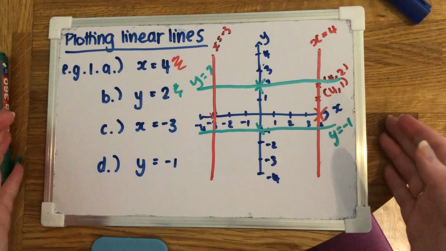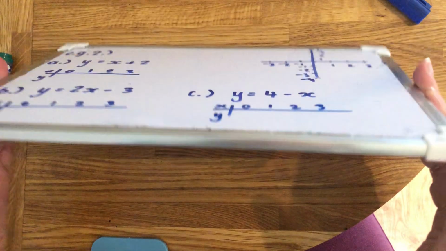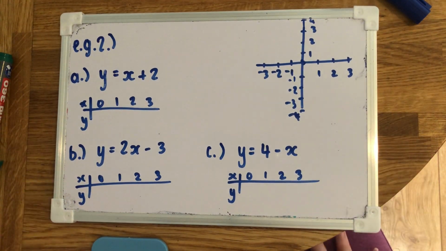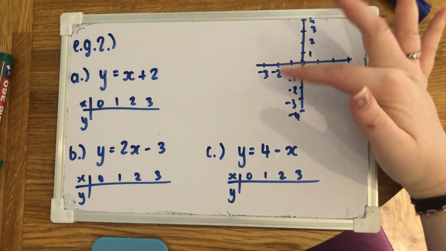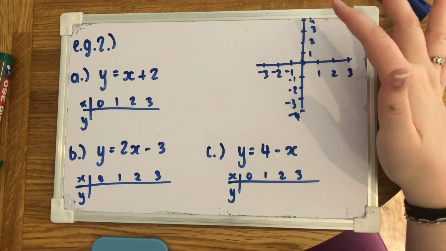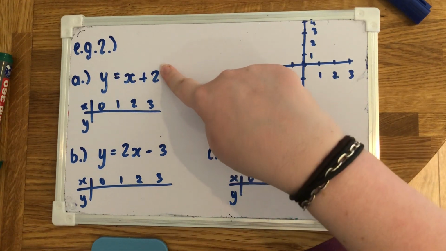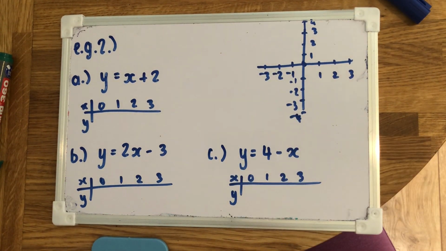Okay, so the next slide is the next level of linear lines. So I've got my axes here. I'm going to come to that right at the end. So these are my 3 equations. So we're going to start with this one here. So y equals x plus 2.